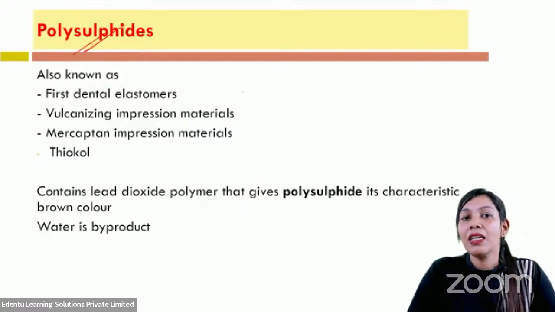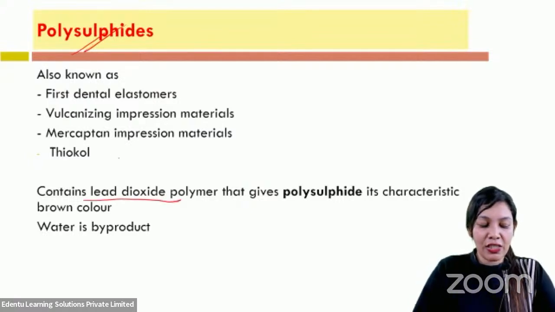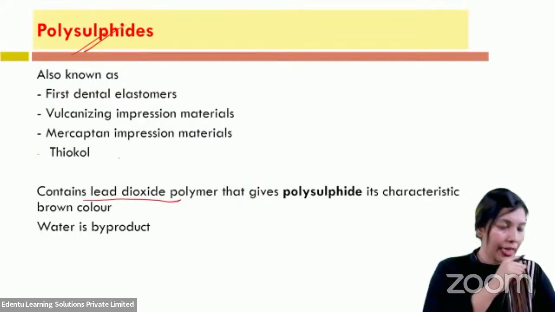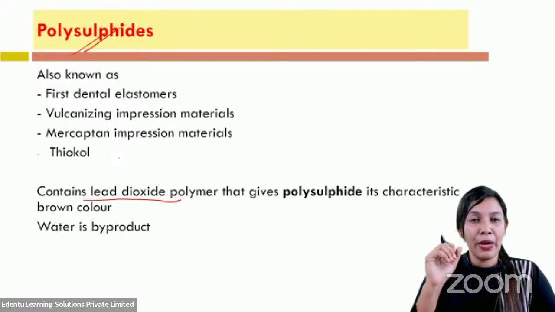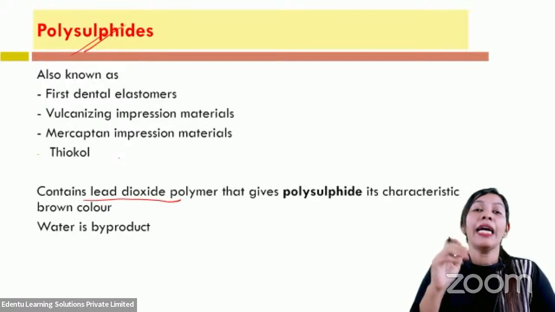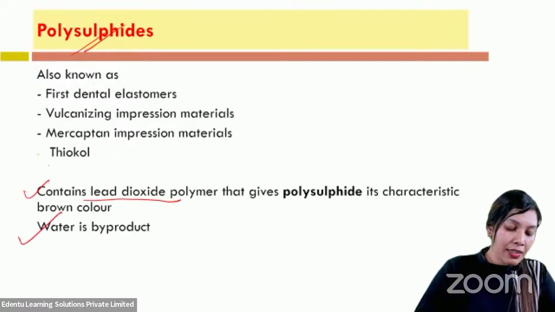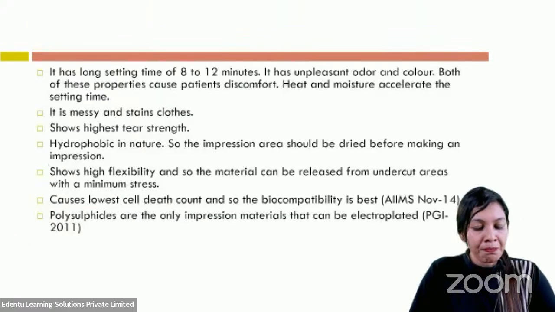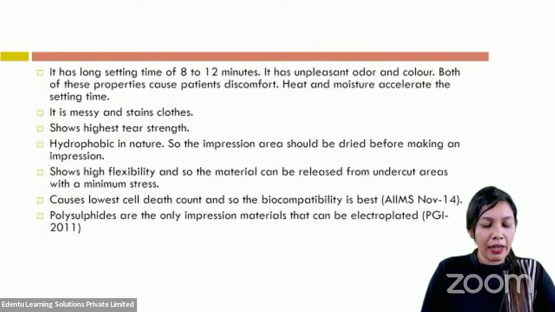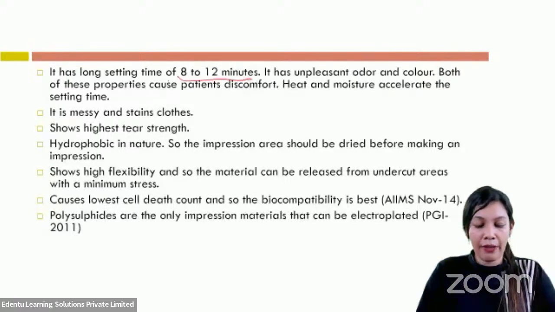Another important thing about the composition is the lead dioxide that is present, which is responsible for the brown color of the impression material. It is actually a disadvantage with polysulfide, right? Another important thing is that the byproduct that is formed is water. That is the byproduct normally formed. And of course, its setting time is 8 to 12 minutes.